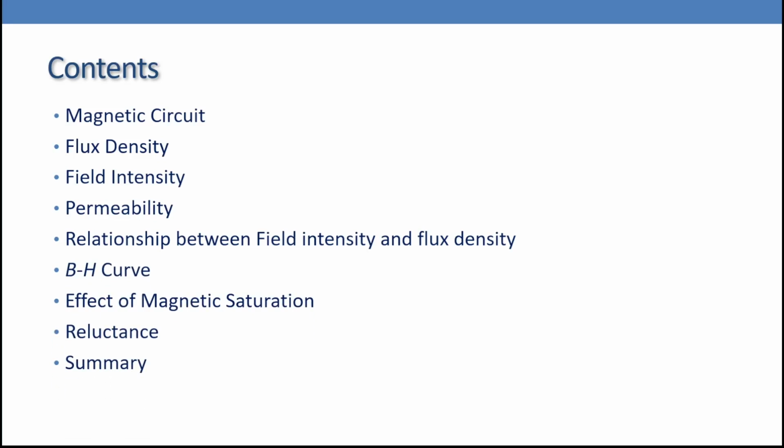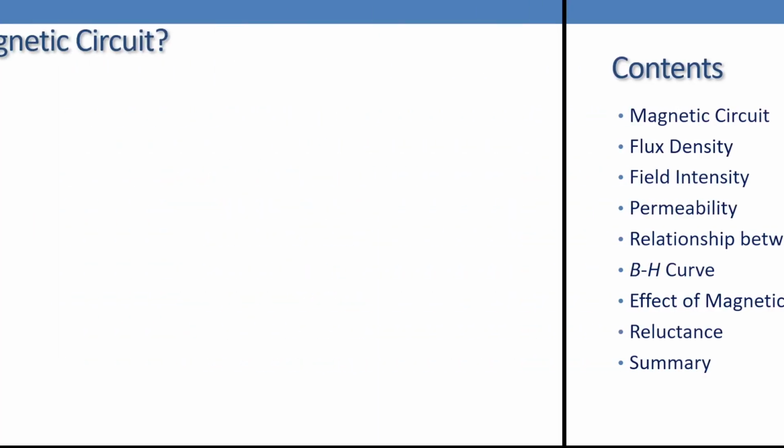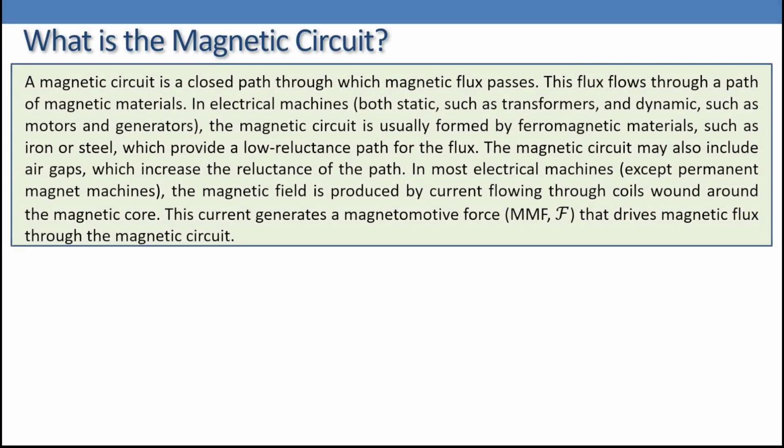So if we didn't understand what they mean by this stuff, we are going to cover them one by one. What is the magnetic circuit? The main definition of the magnetic circuit is a closed path through which the magnetic flux passes. This flux flows in a magnetic material. So the magnetic circuit is considered as the main structure of electrical machines, static machines such as transformers and relays, or dynamic machines such as motors or generators. The iron material provides a low reluctance path for the flux.